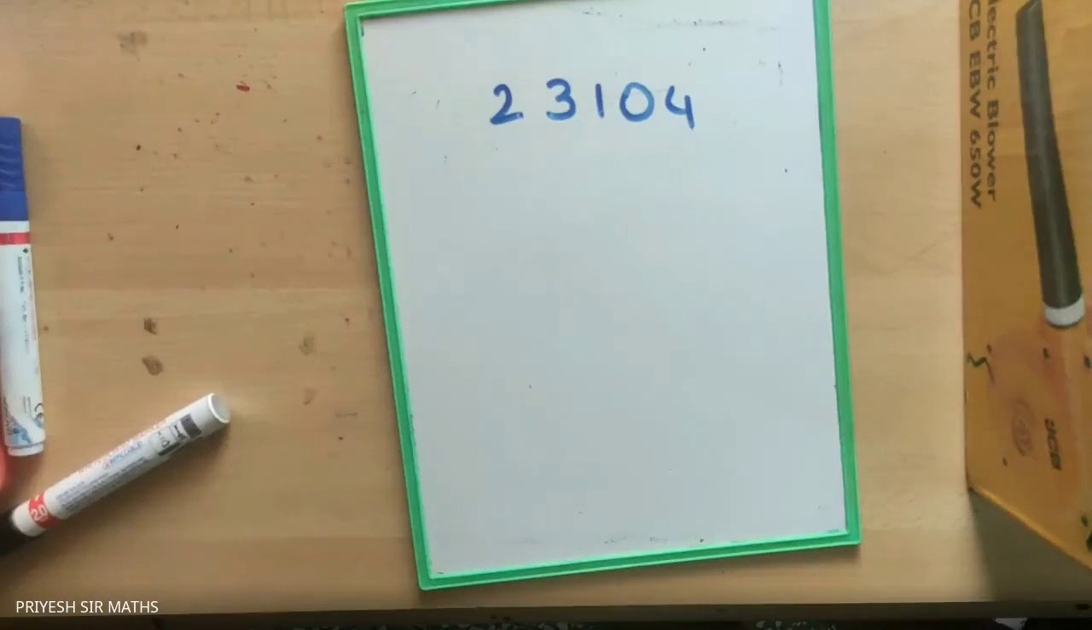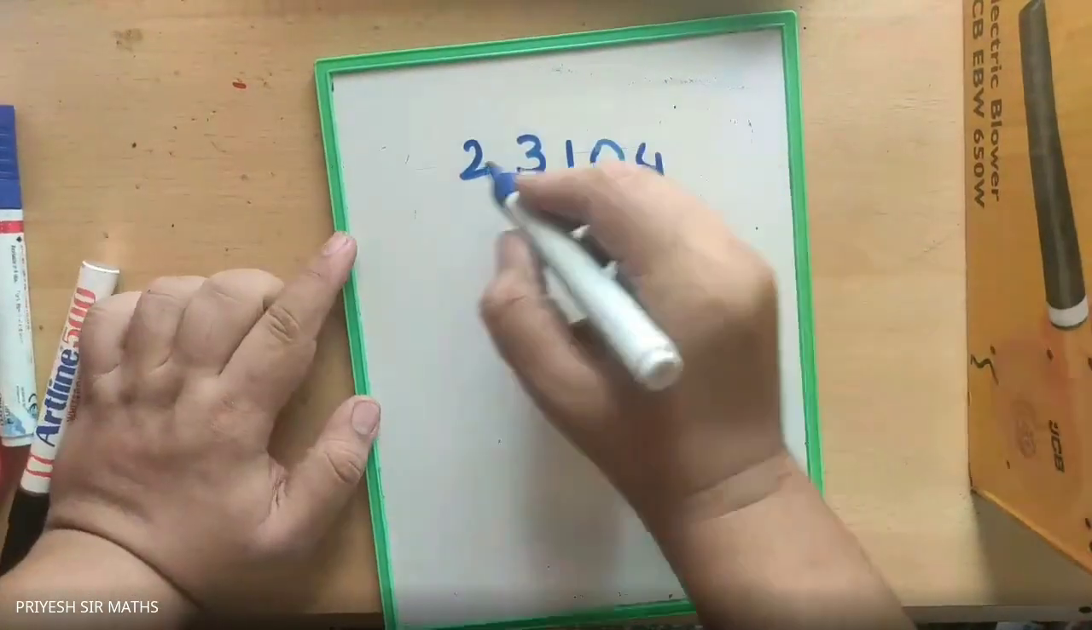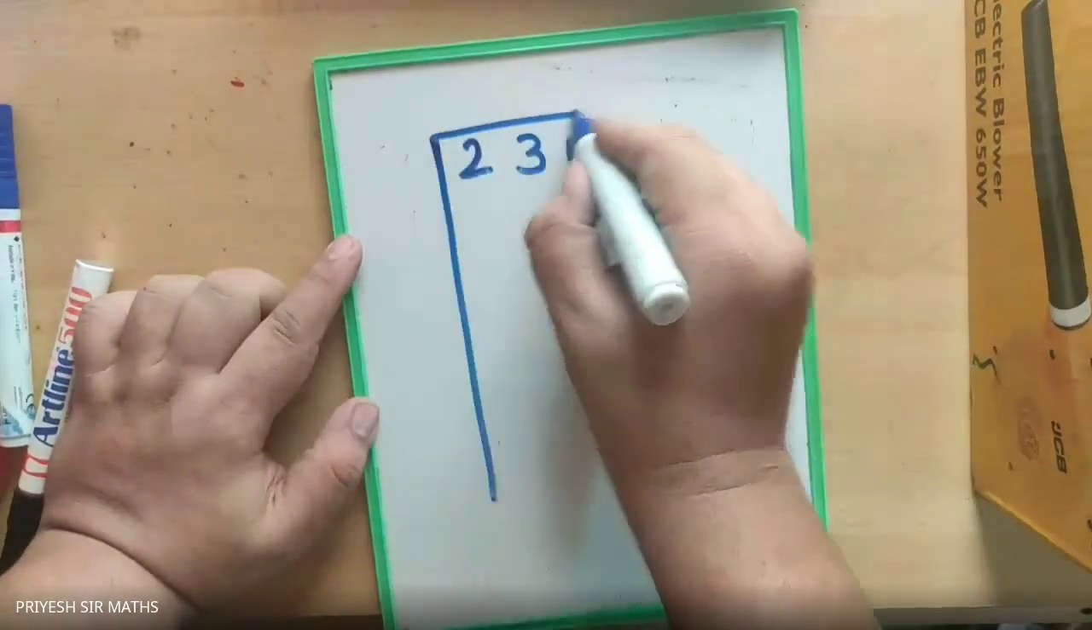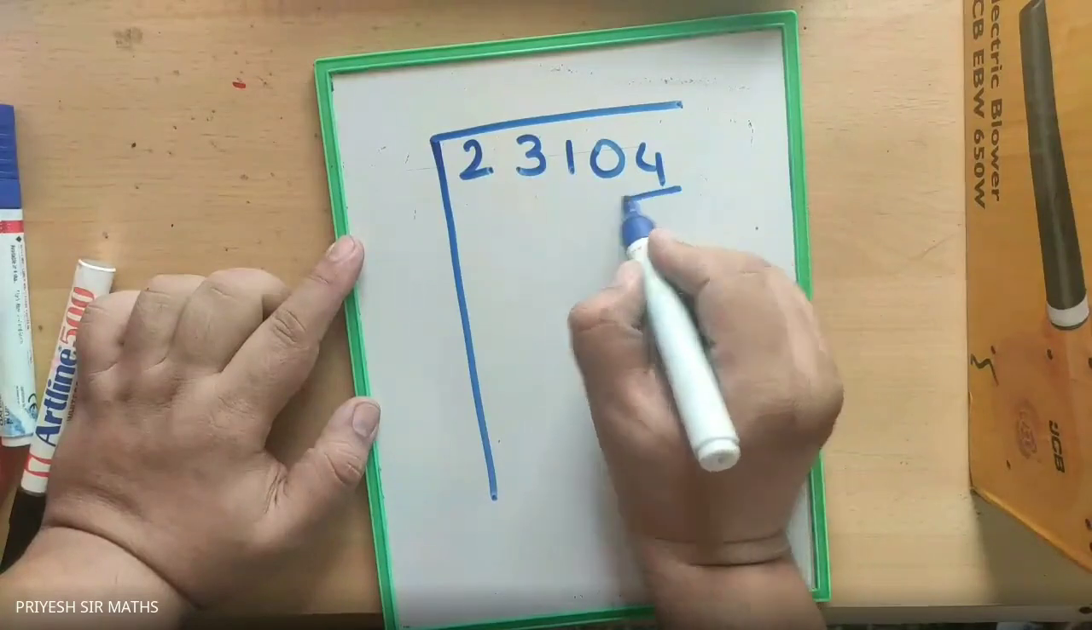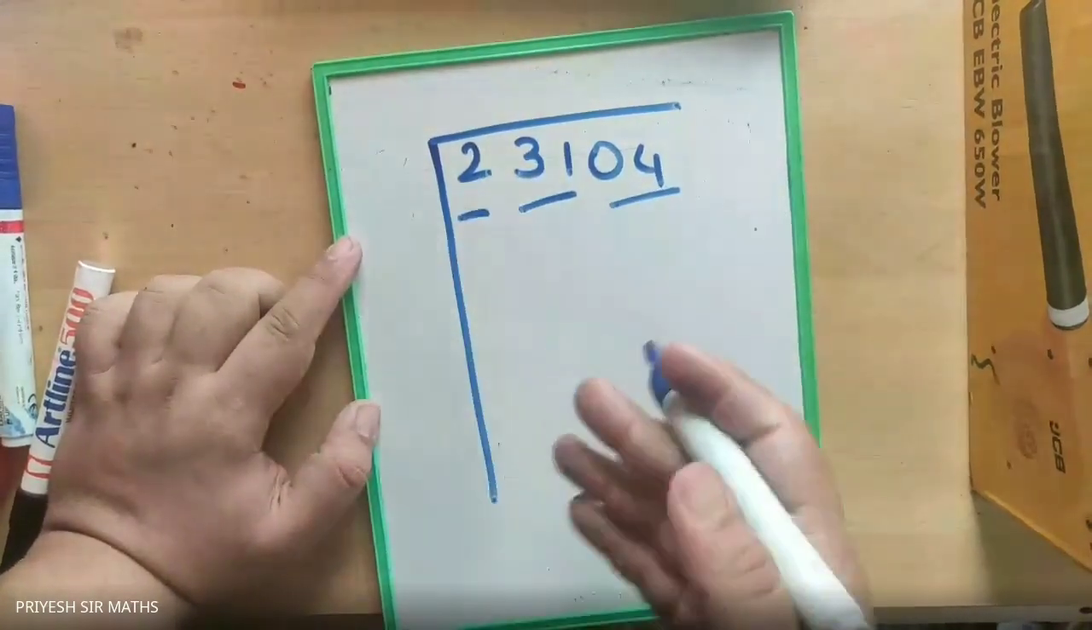First knowledge that you should have is of the squares, the squares between 1 to 9. So the first step that we are going to take here is to make pairs. Pairs of what? From the right side: 04, 31, and this 2 becomes alone.